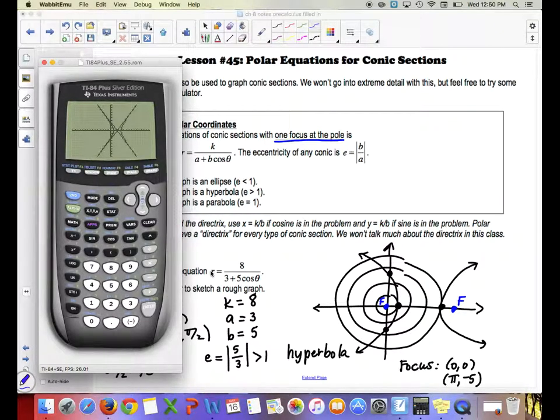So I think whenever you're graphing these, do zoom standard first. So it's going to do the 0 to 2 pi instead of 0 to 360, because the 360 was making it take forever. It's doing it in degrees. You want radians.